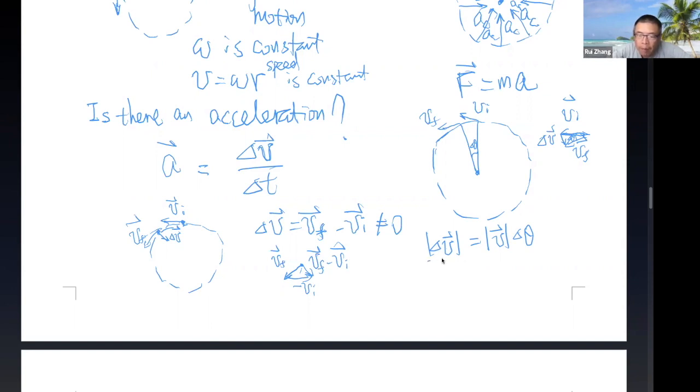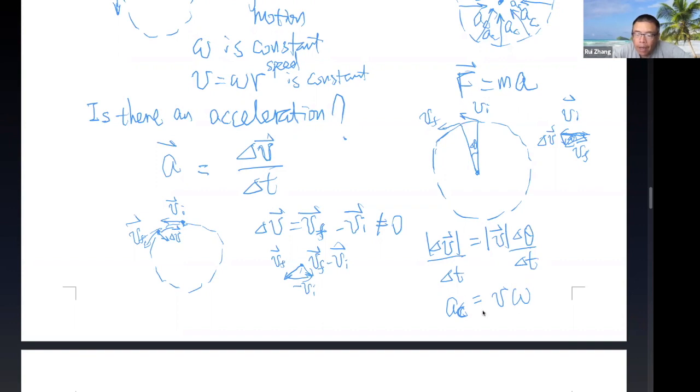Okay, if we divide on both sides by delta T, this part here is nothing but our centripetal acceleration, AC, because that's the change of velocity divided by change of time. Well, what do we have on the right-hand side? We just write V, that's the speed of this motion, and delta theta over delta T is just the angular velocity. So AC equals V times omega.